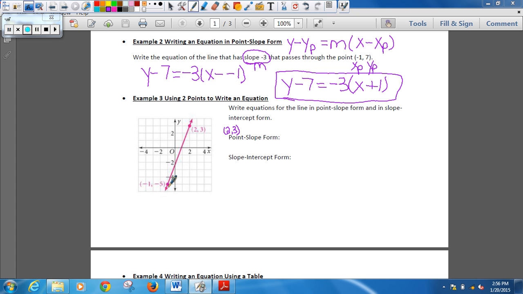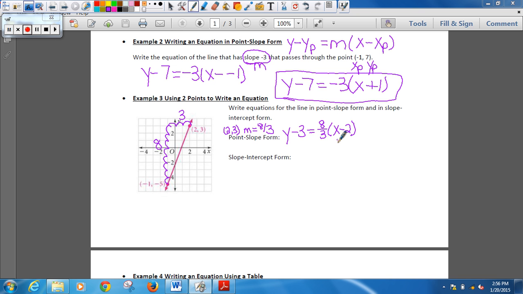Well, to find slope, I count the difference in the y over the difference in the x. 1, 2, 3, 4, 5, 6, 7, 8 up, so it's a positive 8. 1, 2, 3 to the right, so it's a positive 3. So my slope is 8 over 3. So my point slope form is y minus 3 is equal to 8/3 times the quantity x minus 2.